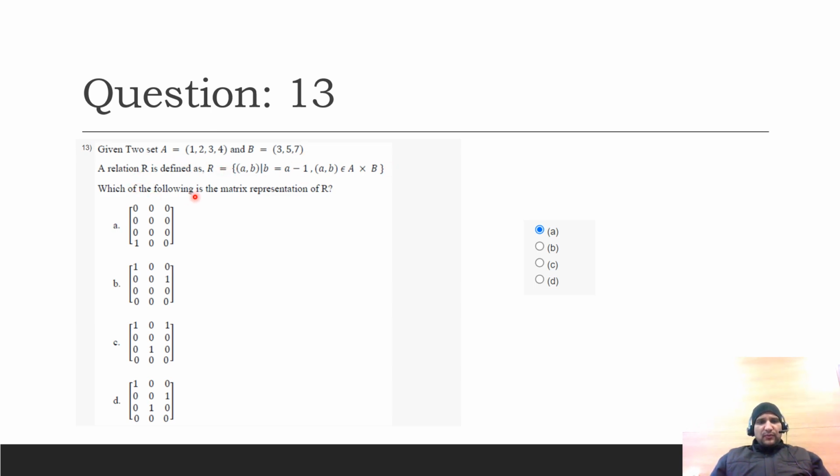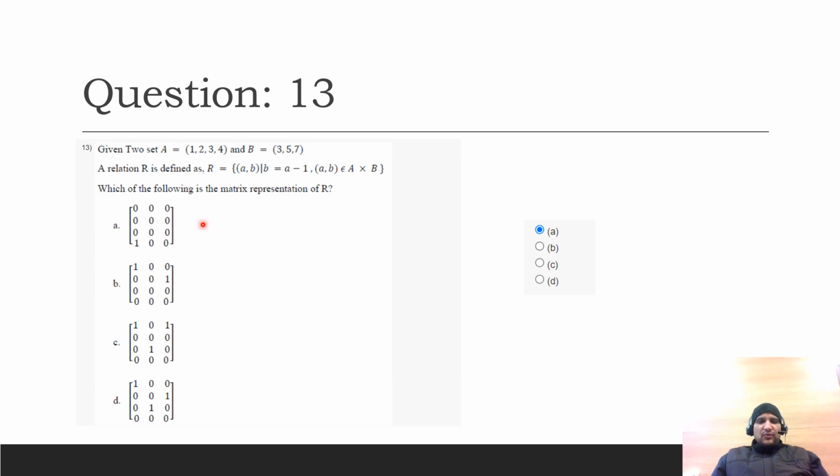Given two sets A and B, a relation R is defined. Which of the following is the matrix representation? Actually, this is a question of crisp relation, because from the matrix we can see either an element belongs to the set or it does not belong to the set. If it belongs to the set, it is represented by 1; if not, it is represented by 0.